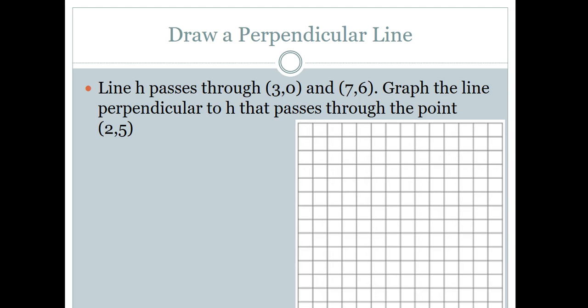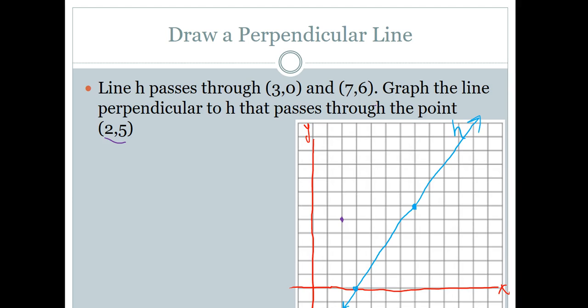Alright, draw a perpendicular line. Line h passes through the points (3, 0) and (7, 6). Graph the line perpendicular to h that passes through the point (2, 5). Okay, so let's go ahead and graph that. So I got the point (3, 0) graphed and the point (7, 6) graphed, and I drew the line through those, line h, and then I graphed the point (2, 5).